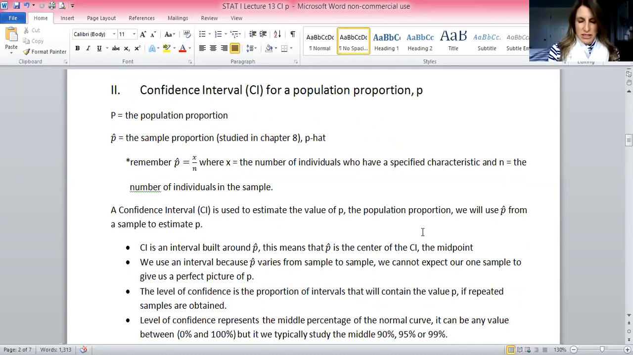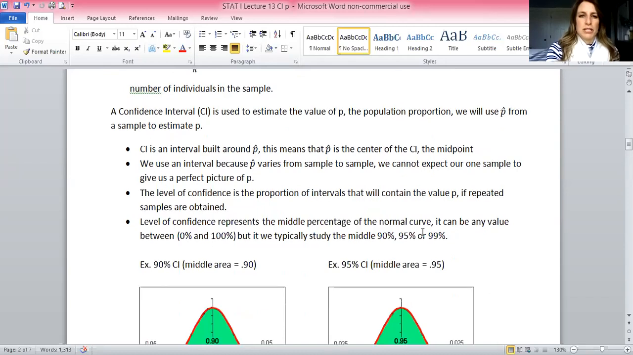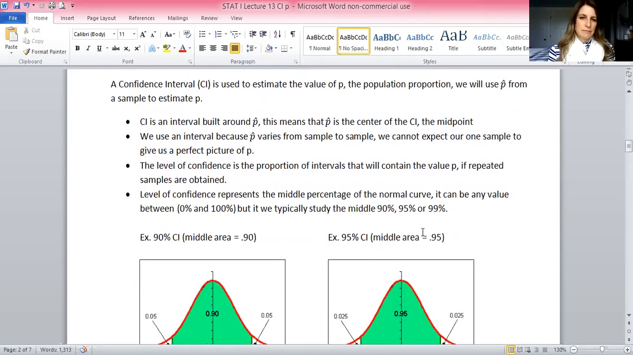Now remember, individuals don't have to be people. It could be computers, houses, cars, it could be anything. So don't think it's always people. It's just that a lot of times when we're doing these studies, it's people. Okay, so I'm going to look through these notes a little bit and give some information about the CIs.